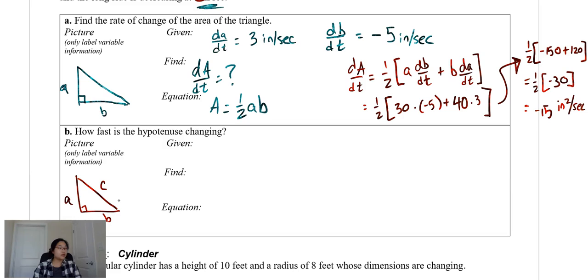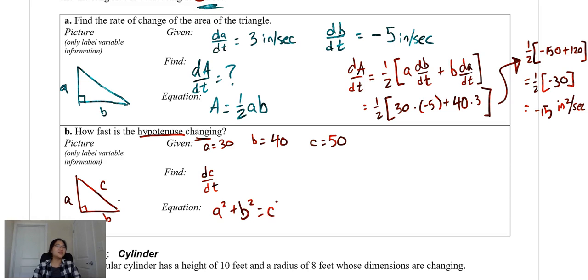Well, we know that A is 30, B is 40. We know that C is 50 just from the 3, 4, 5 triangle. But we need to find how fast the hypotenuse is changing, so we need to find dC/dt. So what equation do we need to use? Pythagorean theorem. Let's go. A squared plus B squared equals C squared.